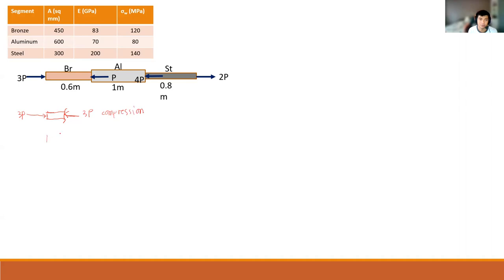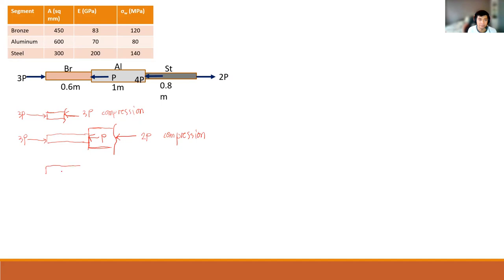Next, you go towards the aluminum. Bear with me on the drawing, because this subject is new to me, and it's harder to draw on the drawing tablet. So if this one is P, and this one is 3P, then 3P, and another P going towards the left. So we can say that the force is internal compression, which gives us 2P in balance. So again, compression.